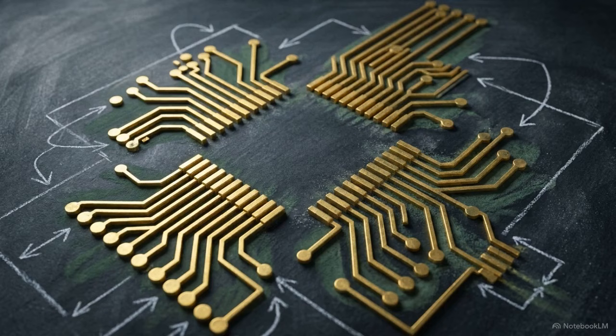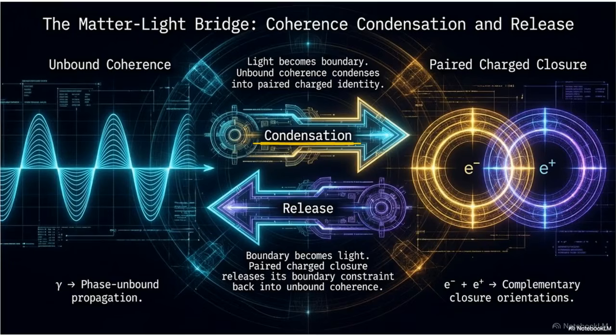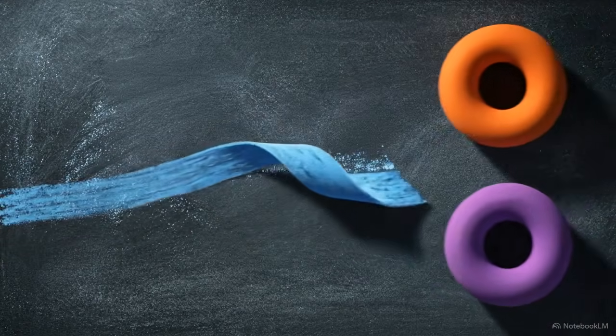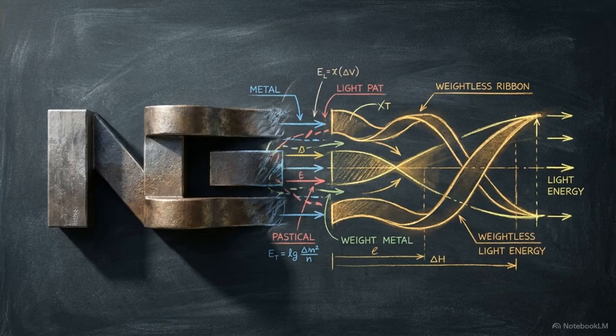The definitive test of this framework occurs at the threshold where light becomes matter and matter becomes light. This process of coherence condensation, or pair production, occurs when phase-unbound light is forced into paired charged boundary constraints. The reverse mechanism, annihilation, occurs when complementary paired boundaries release their constraints. The system resolves back into raw, unbound photon coherence. This perfect reversibility indicates that the electron is fundamentally structured light, coherence held in a persistent boundary-bearing form. Solid reality is a temporary condition. It is what happens when coherence is held in check.